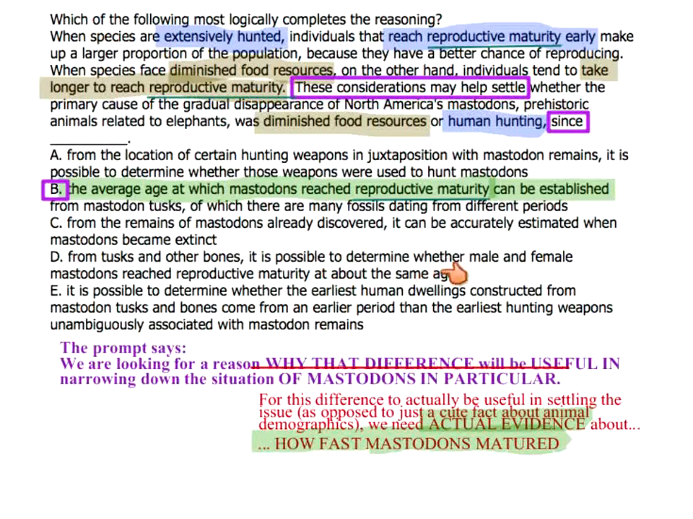Whether male and female mastodons reach it at the same age doesn't make any difference, because it's the overall speed with which they did that we care about, not the difference in sexes. And then finally, whether the human houses built from mastodon remains are from an earlier time period, that's not going to help us establish this difference because it's not a relevant thing.